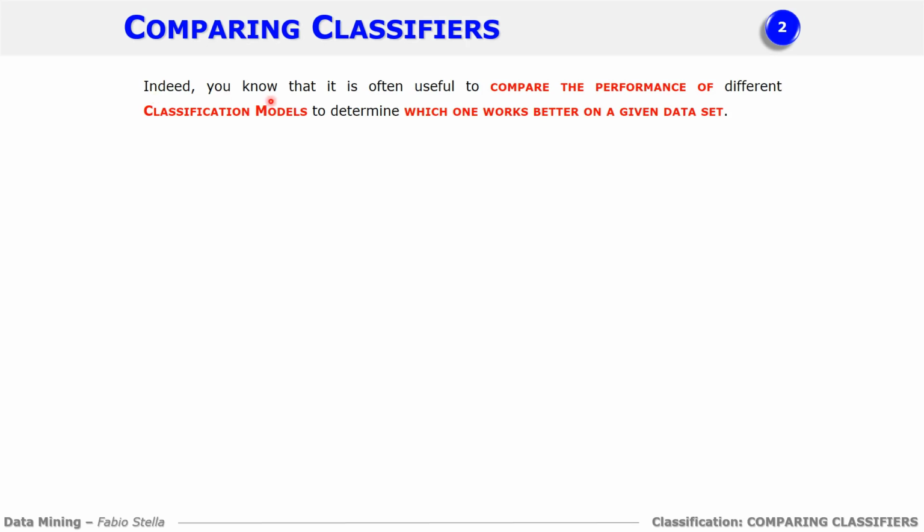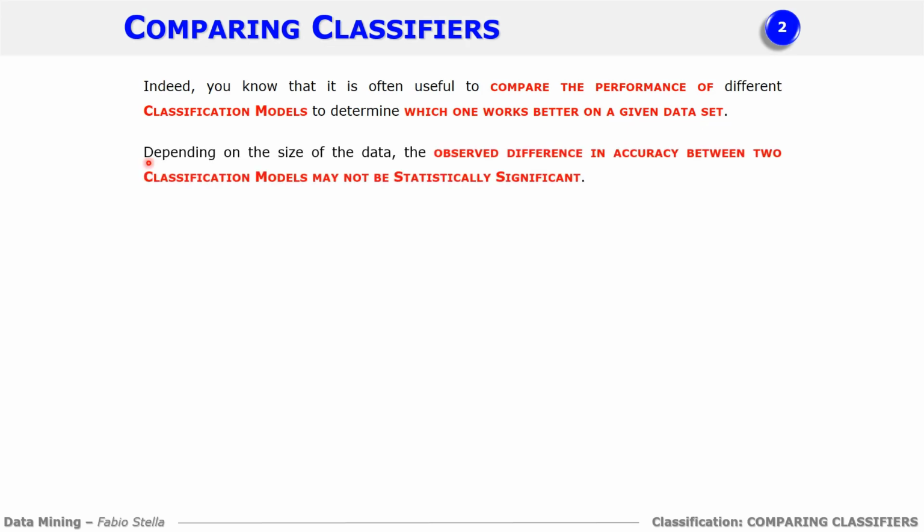Indeed, you know that it is often useful to compare the performance of different classification models to determine which one works better on a given dataset. However, you know that depending on the size of the data, the observed difference in accuracy between two classification models may not be statistically significant. In particular, you take into account the following situation.